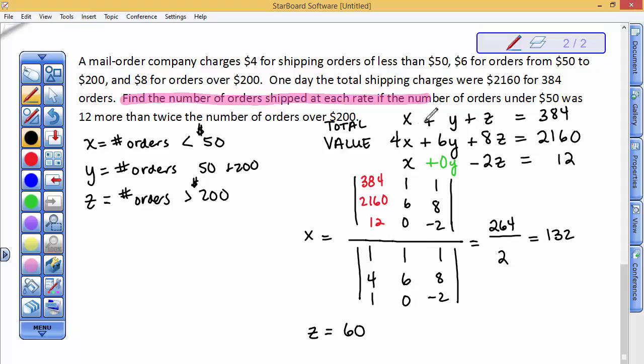And then finally, x plus y plus z has to be 384. So y turns out to be 192 orders. So again, does the 132 plus the 192 plus the 60 add up to be the 384? Then can you take $4 times the 132 plus $6 times the 192 plus $8 times the 60 and get $2,160? And then check it in the third equation as well. This ends our study of systems of equations, and we finished with the more difficult topic of 3 equations and 3 unknowns.